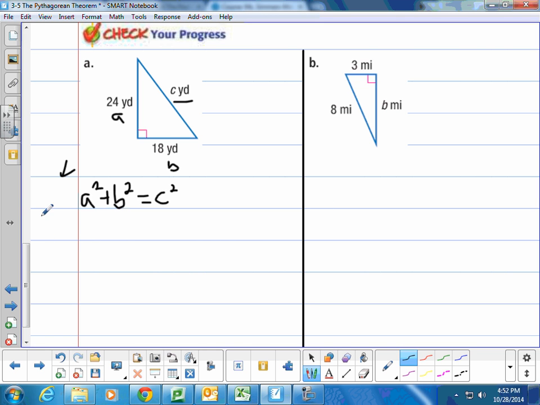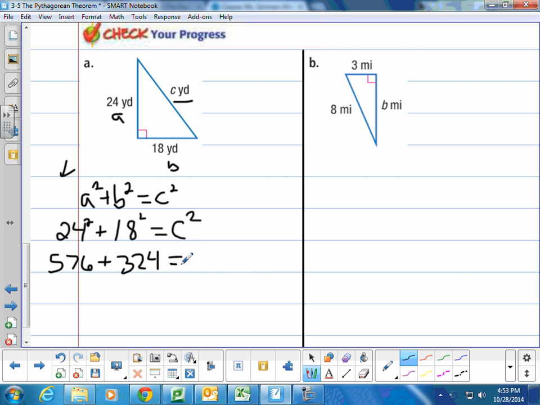And so my second step would be to plug in what I'm given. I'm given A, which is 24. I'm given B, which is 18 yards. And I'm looking for C. Next step is to evaluate those squares. So I end up with 24 times 24 is 576. 18 times 18 is 324.